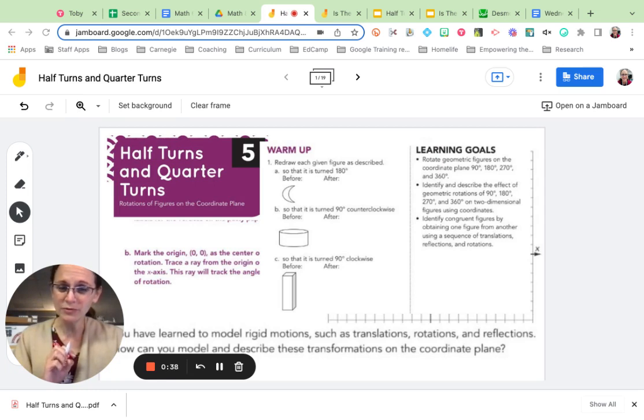But before we move on further, let's do today's warm-up. For today's warm-up, we have 3 questions to look at. Here they are. Well, really, it's just one question with 3 parts. Question 1 here. The first one, part A, asks us to turn this figure 180 degrees. The next one asks us to turn a figure 90 degrees counterclockwise. And the next one wants us to go 90 degrees clockwise.